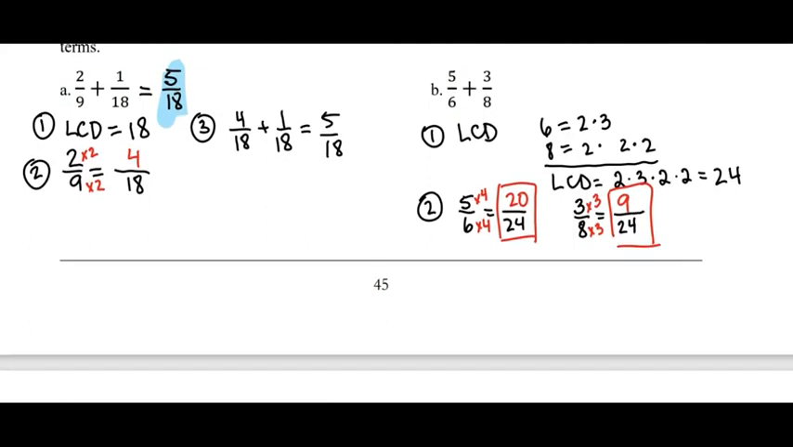So now I can do step number 3. I am adding 20/24 plus 9/24. So keep the denominator, add the numerators, 29. And there's nothing I can do here. We are not going to be converting that to a mixed number unless I am specifically asked in the problem to convert to a mixed number. So we have our answer, which is 29/24, and we are done with this problem.